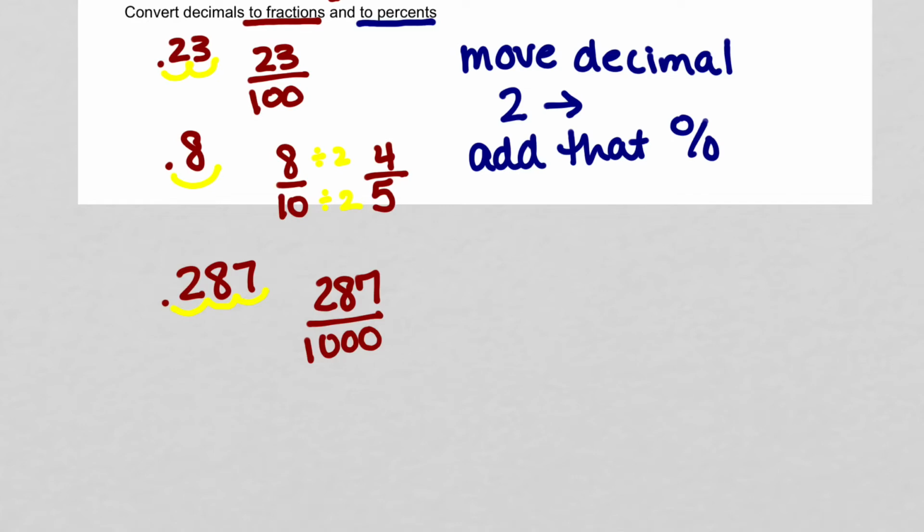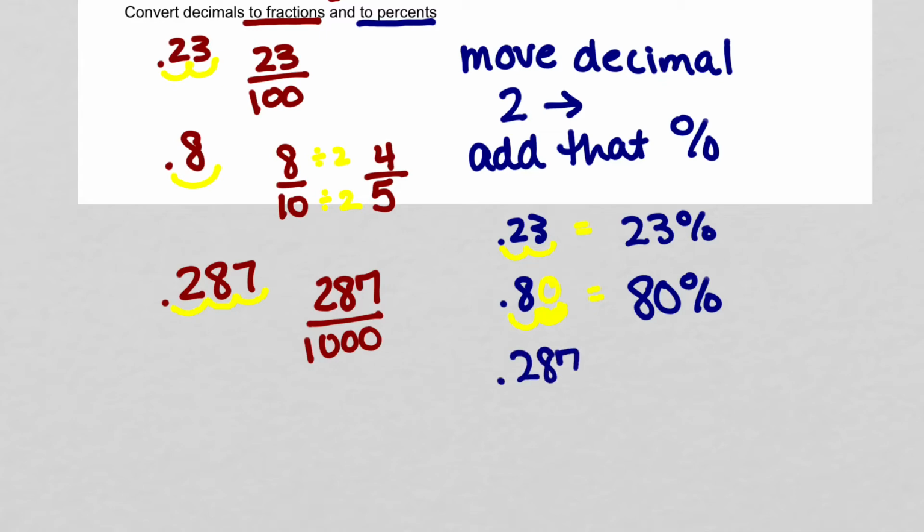So let's see the examples that we have. I had 0.23, and if I move it 2 places, then I know I've got 23%. If I have that 0.8, and I move 2 places, 1, 2, well, we got to remember, if I have that empty bucket there, I got to put a 0 in it. So what I have there is not 8%, but 80%.